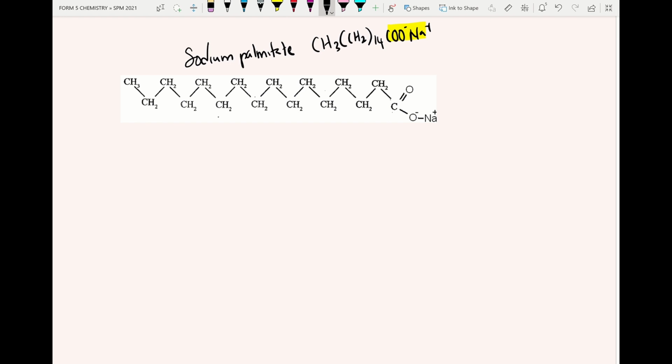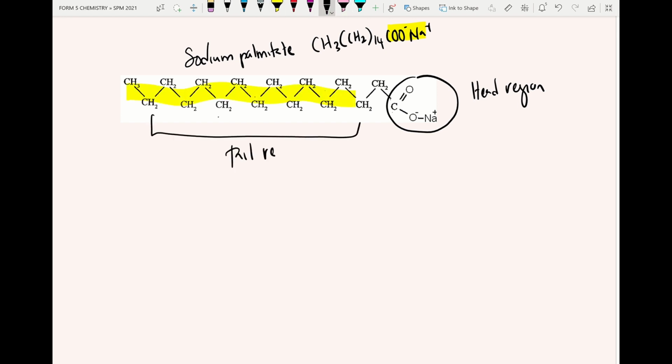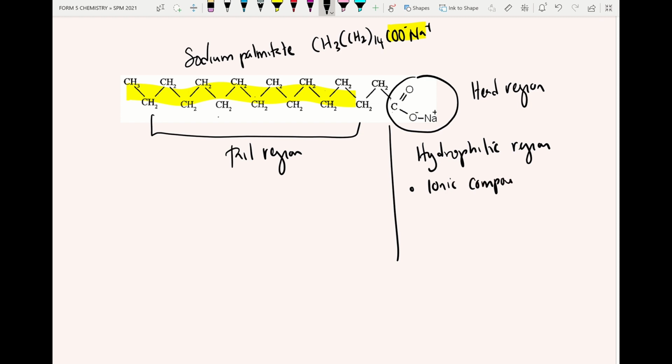And we have two regions. This structure is divided into two regions. This is known as the head region, and all of this region is known as the tail region. So we see the characteristics or differences between the head region and the tail region. This head region is known as the hydrophilic region, and is made up of an ionic compound. It's made up of ionic bonding, because we have two ions here, a metal ion and a non-metal ion.